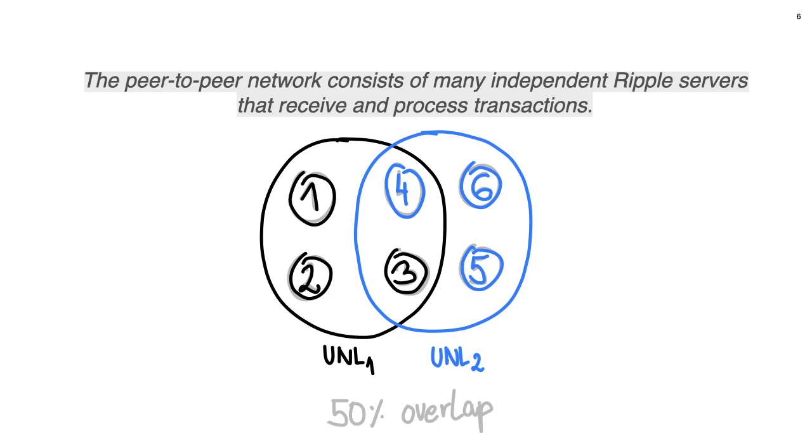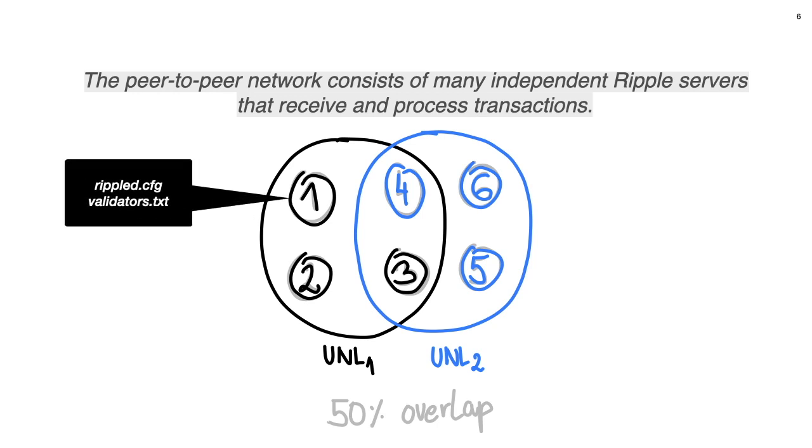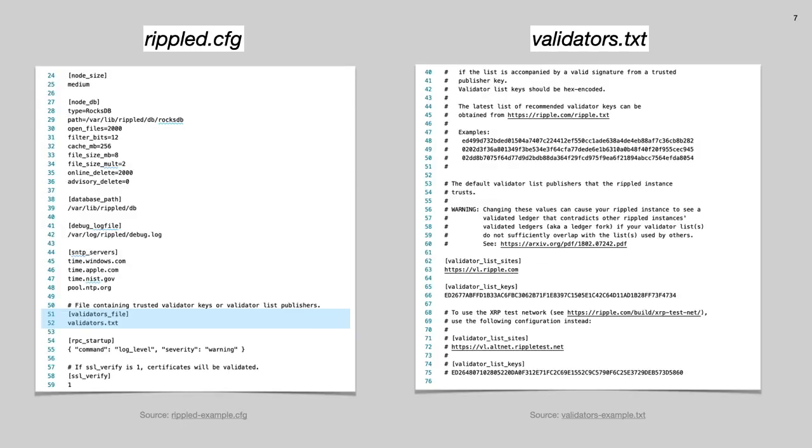What the Ripple company guarantees is that the protocol will work if the node that you are configuring has 100% overlap with the list of validators recommended by Ripple. And this is how we configure the node. Basically we have 2 files, the Ripple configuration file and the validators.txt file. And these files look like this.